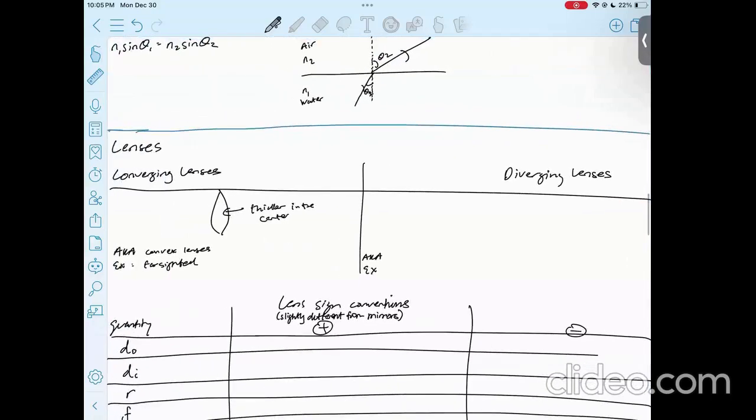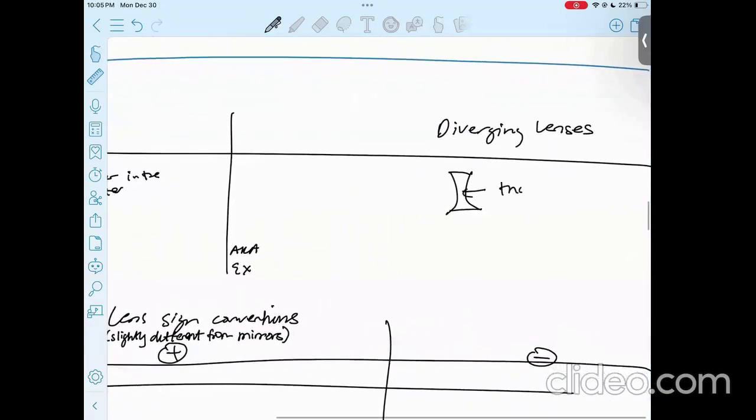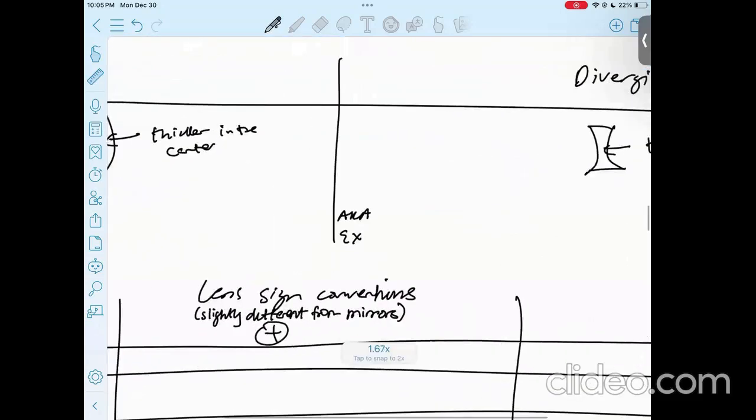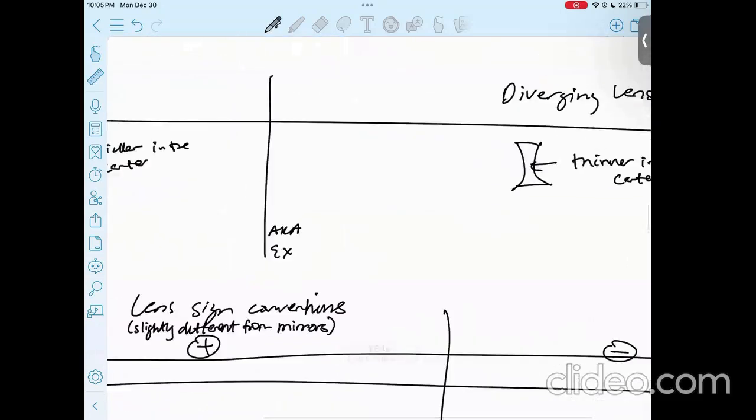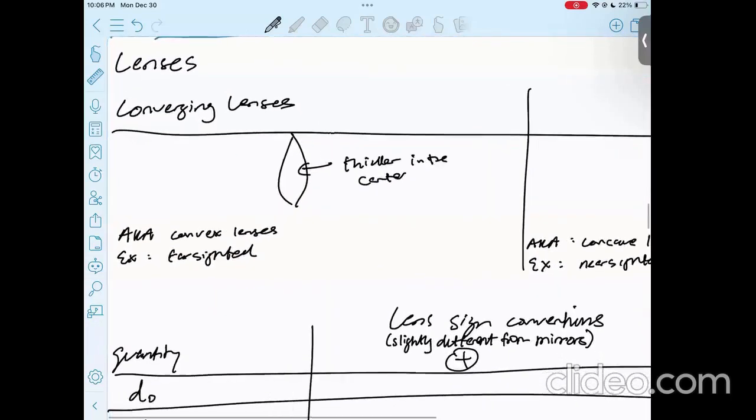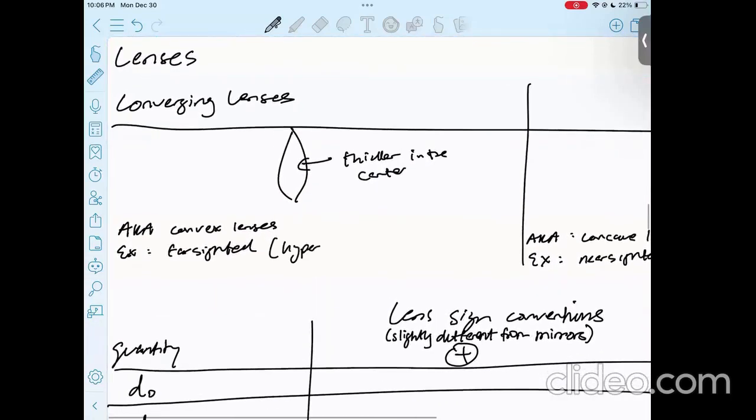Diverging lens, sort of bowed out. These are thinner in the center. And now be careful, the diverging lenses are concave lenses. And these are useful for people with nearsightedness, myopia. This one's called hyperopia.